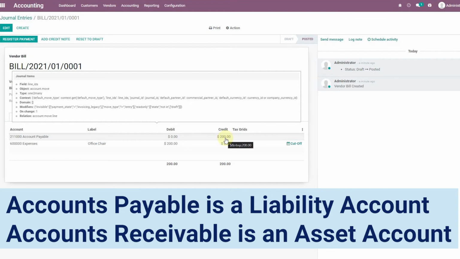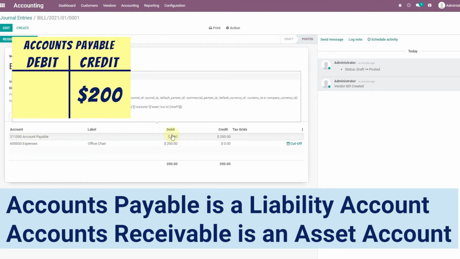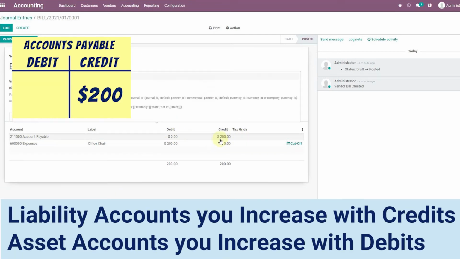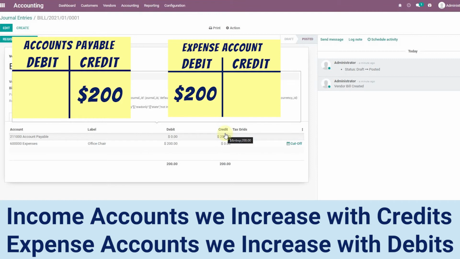So to increase an accounts payable account, you credit. To increase an accounts receivable account, you debit. So it's just the opposite. Because we're paying out, we're crediting our accounts payable $200. And notice on the expense side now, to keep track of our expenses, we have a $200 debit. And this $200 debit offsets, obviously, the credit in payables.